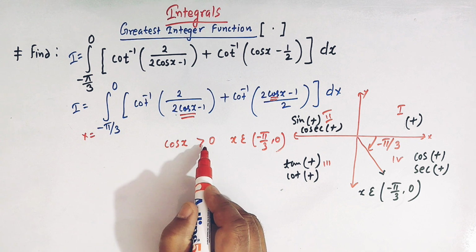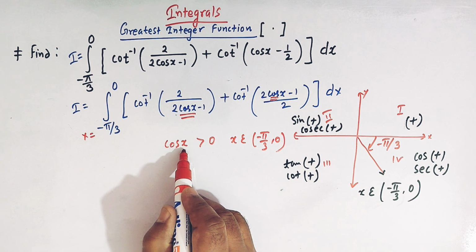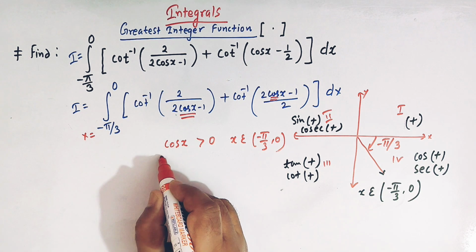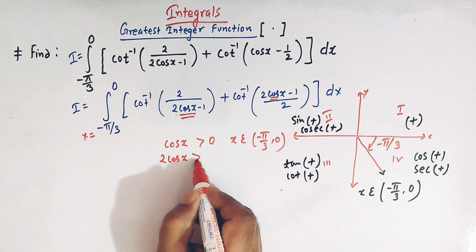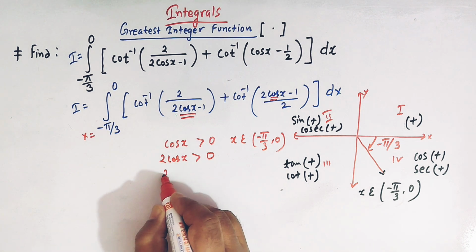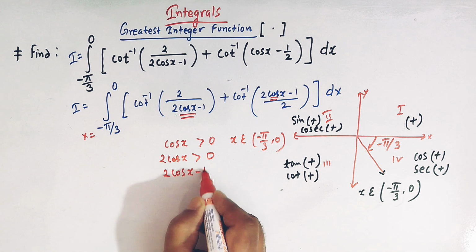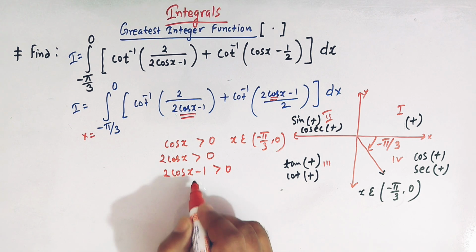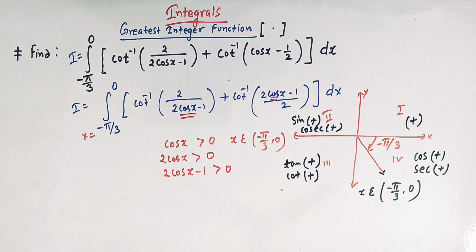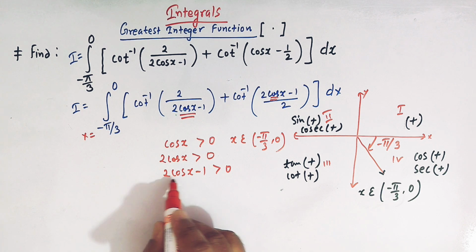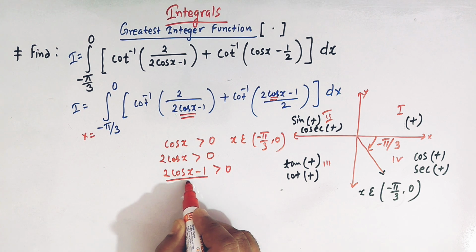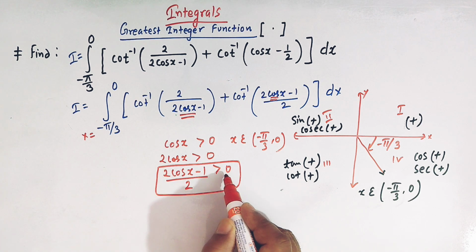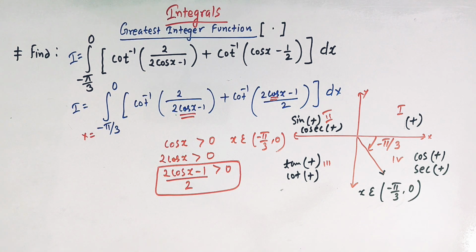So cos x is greater than 0 for all x belonging to the fourth quadrant, right? So 2 times cos x is obviously greater than 0, and we can now write 2 cos x minus 1 is also greater than 0, or it is positive in the fourth quadrant, right? So obviously (2 cos x minus 1) divided by 2 is also greater than 0, or it is positive, right?